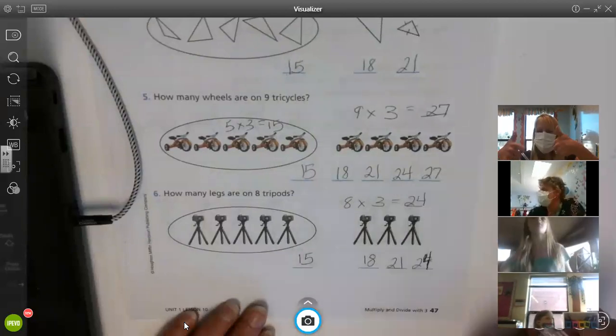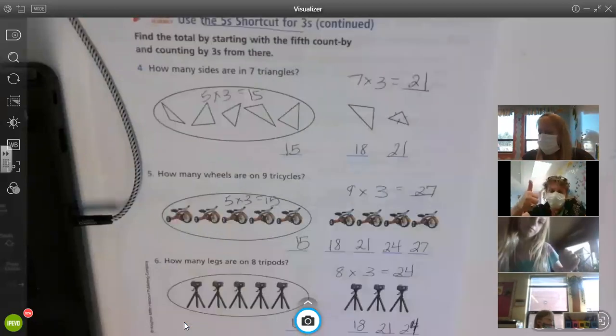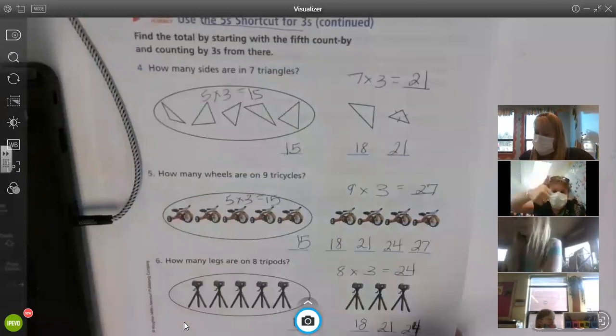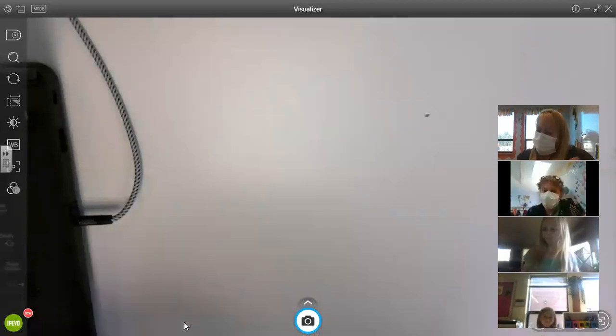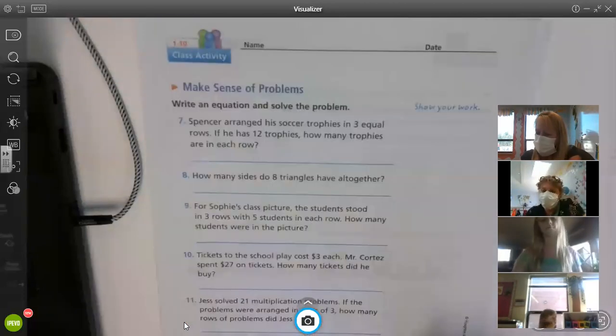All right, give me a thumbs up if you got that. Nicely done. So let's just see what this looks like when we are doing a word problem. Let's look at page 48.